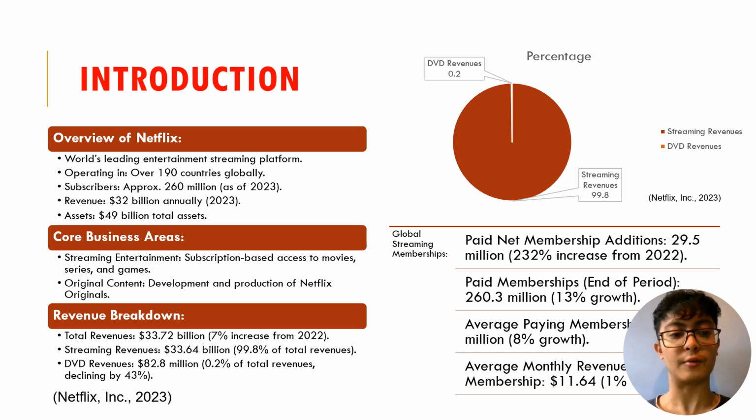Also, the revenue breakdown. The total revenue of Netflix in 2022 was 33.72 billion, and most of its revenue comes from streaming, with very little coming from DVD. I've also provided a pie chart which shows the dominance of streaming revenue, which is 99.8%, over DVD revenue, which is only 0.2%.